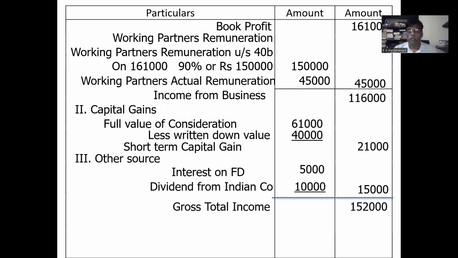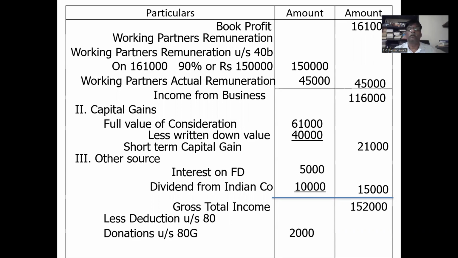1,52,000 GTI. Less deduction under section 80G. That is 2,000 donation to a municipality for promoting family planning. For this, 10% of adjusted GTI is notable. If you calculate 10% of 1,52,000, it is 15,200. 15,200 or 2,000, whichever is less, qualifies. 2,000 qualifies. For a municipality promoting family planning, the full amount is deducted, 2,000. If you deduct 2,000, your total income is 1,50,000.